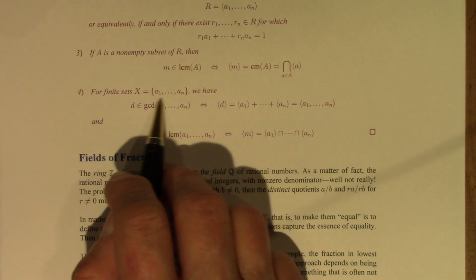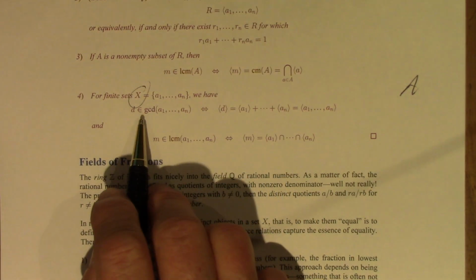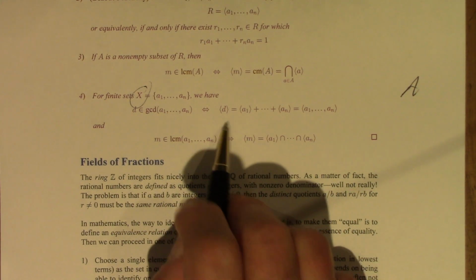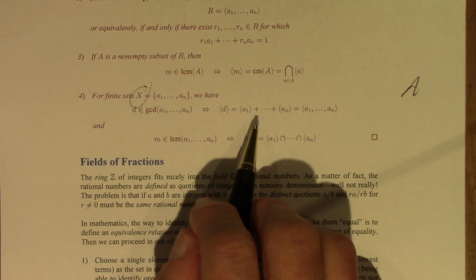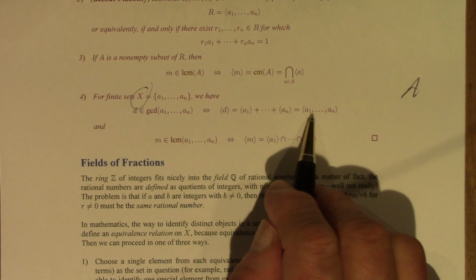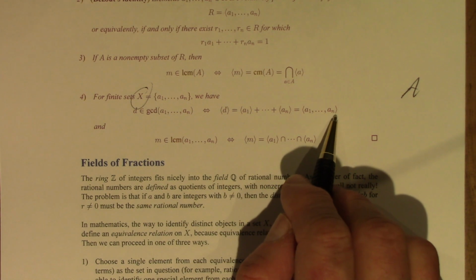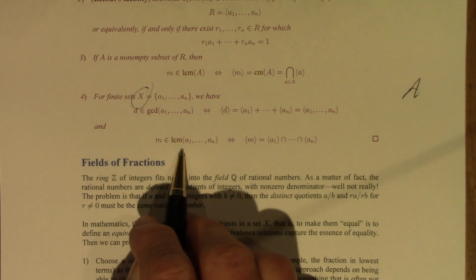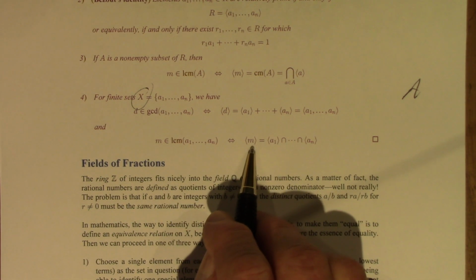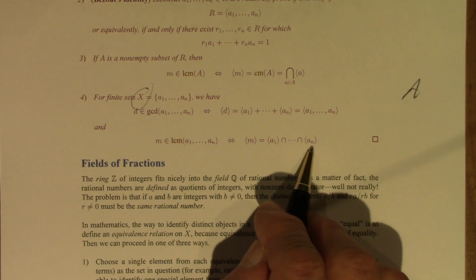Finally, for finite sets, and I think I'll change that to an A also, D is the greatest common divisor of these elements if and only if D is the sum of the principal ideals generated by the elements. Or, in other words, A is the ideal generated by those elements. M is a least common multiple of the elements A1 through AN if and only if the ideal generated by M is the intersection of the principal ideals generated by the individual elements.